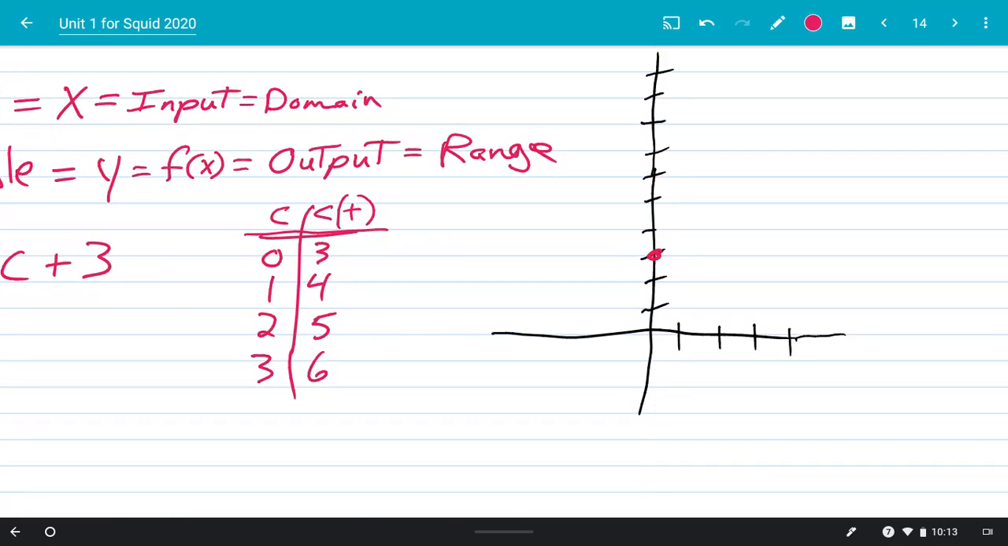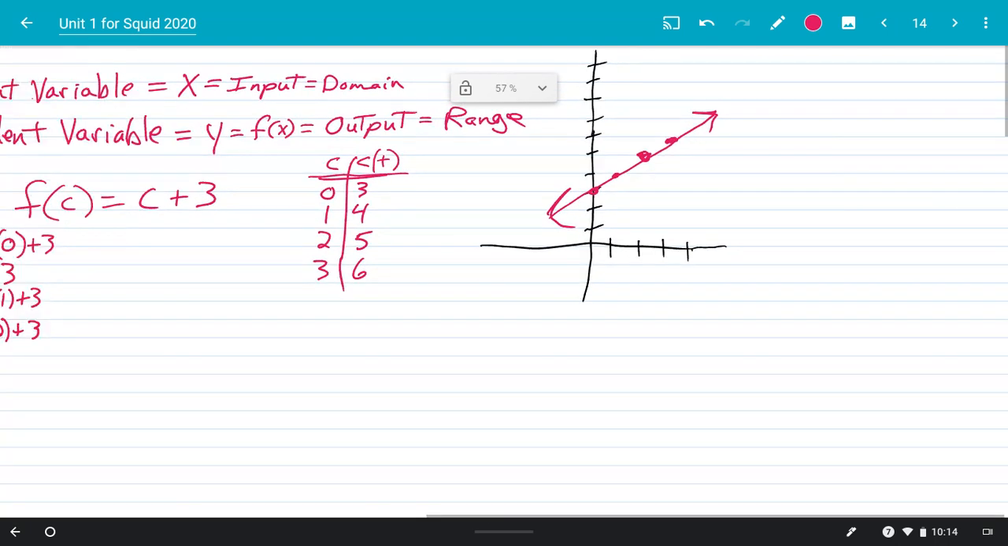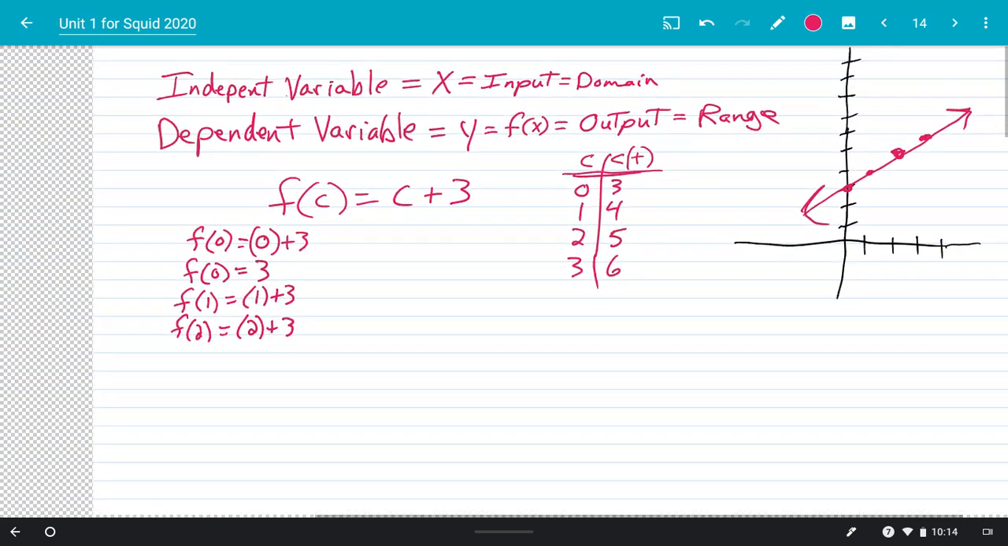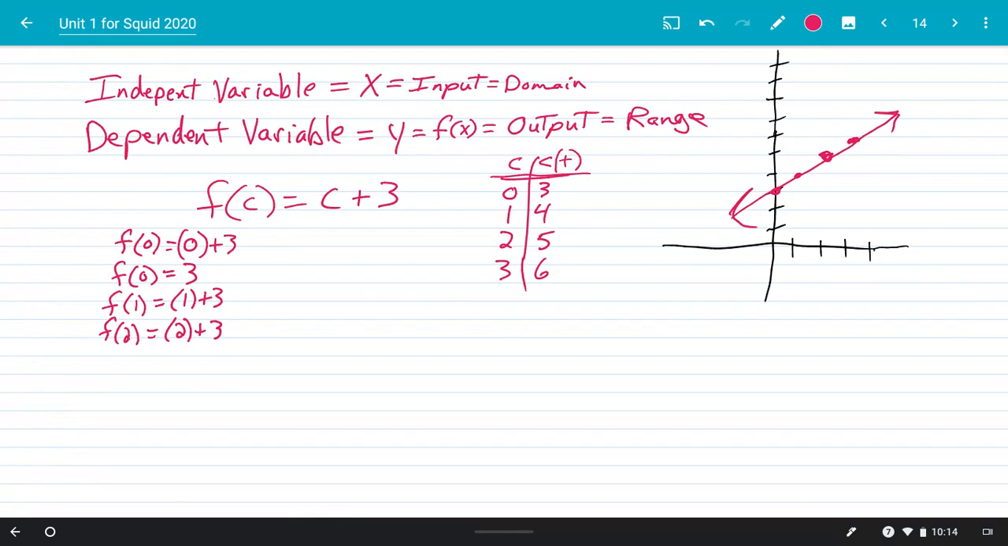Okay. So now that I have all these points, I could simply graph them. 0, 3, 1, 4, 2, 5, 3, 6. Boom, there's my beautiful straight line. I didn't miss the points or anything. Right? That is an input-output chart. You've been doing that since what? 5th grade? Anything new there? Okay, anything difficult?